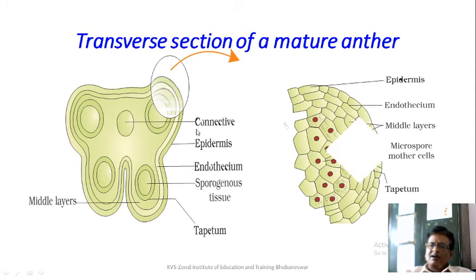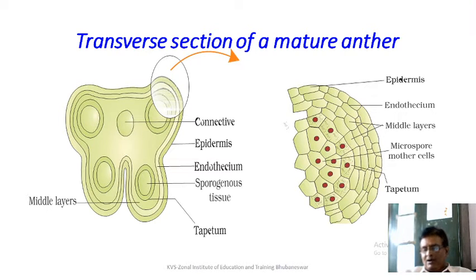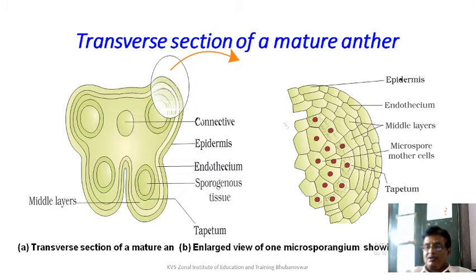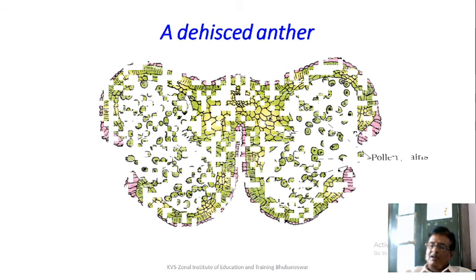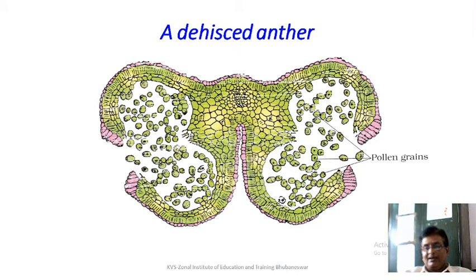If you can see this diagram, you can see that there are four different layers. And on the other side, you can see a magnified view of the four layers. Outside in, it is epidermis, followed by endothecium, then comes the middle layer, and finally the tapetum, which is a multi-layered structure. You can see the cells are big, laden with a lot of cytoplasm, and can have more than one nucleus. And you remember the function: the first three layers are for protection, and the last layer is basically meant for providing nourishment. It is a mature anther. You can see the dehiscence slit on both sides, and you can see the pollens are getting dehisced.